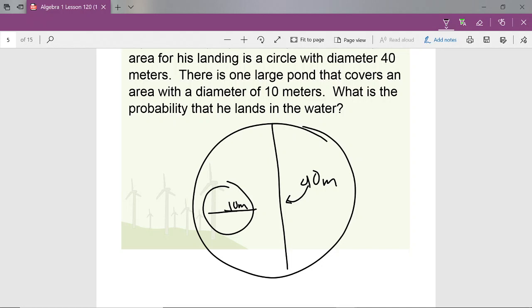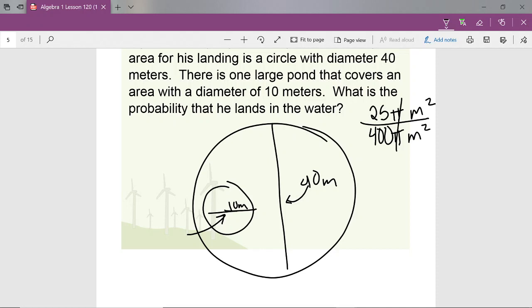Well, let's see. We need to find the area of both of these again. So the area of the big circle is going to be, well, we're not going to use that 40, we're going to use the radius squared. So 20 squared is 400 pi meters squared. And the area that we kind of want to avoid, this water, but we're going to see what the probability is he lands in the water, is 5 squared, so our radius squared, so 25 pi meters squared. This will be the probability that he lands in the water.